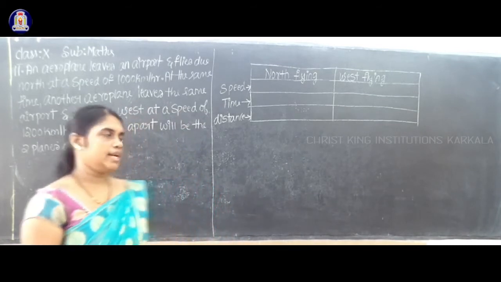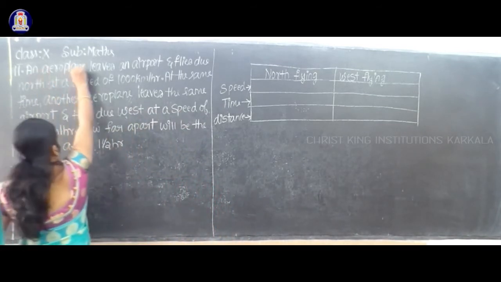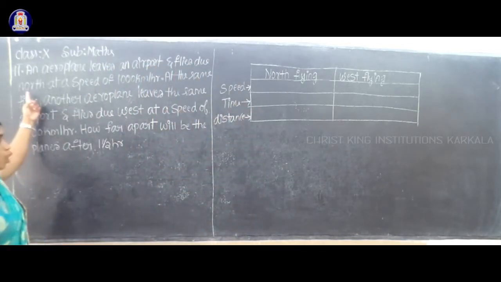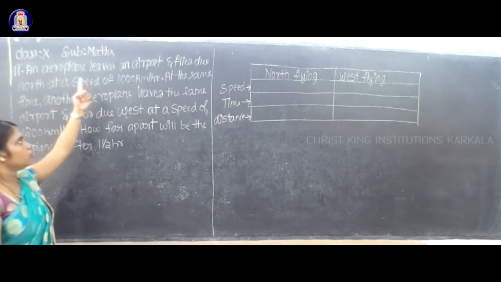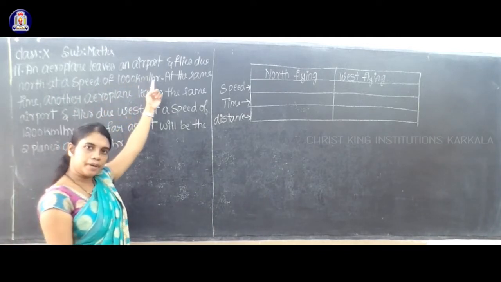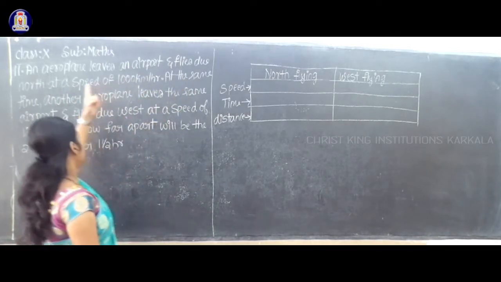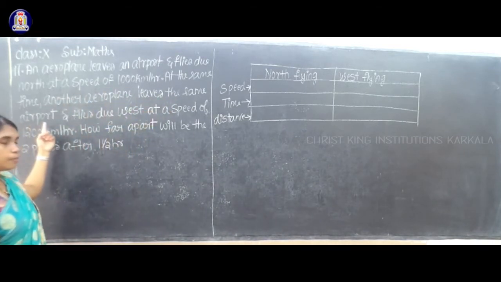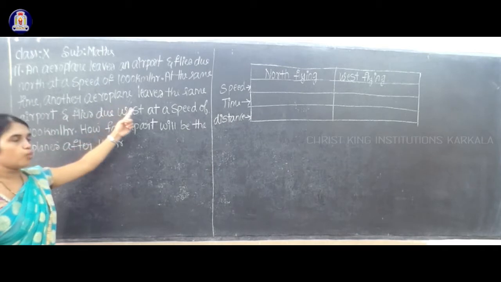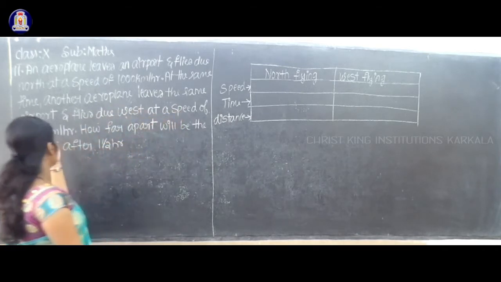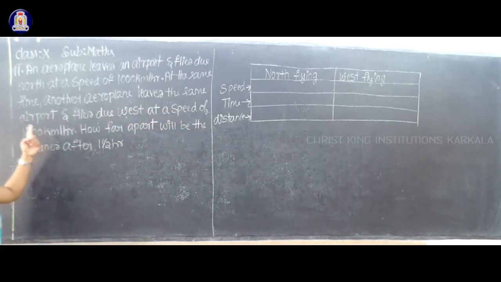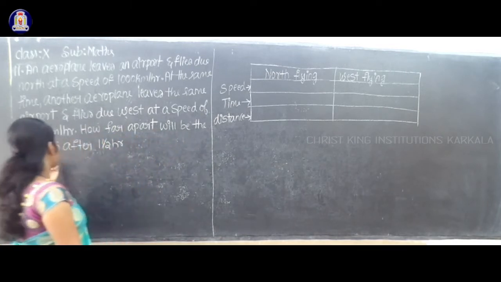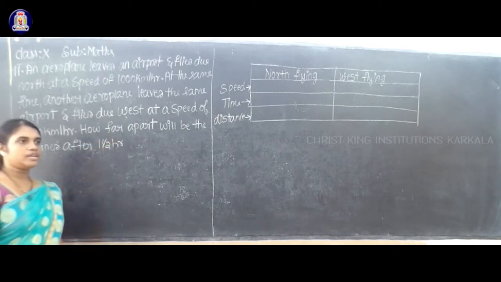The next question I will consider. An aeroplane leaves an airport and flies due north at a speed of 1000 km per hour. At the same time another aeroplane leaves the same airport and flies due west at a speed of 1200 km per hour. How far apart will the two planes be after 1.5 hours?